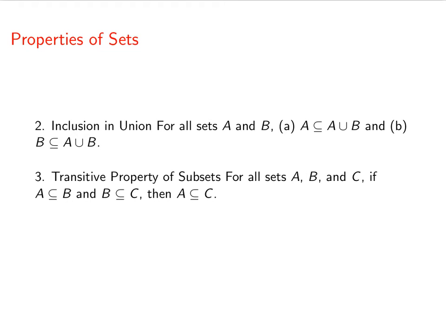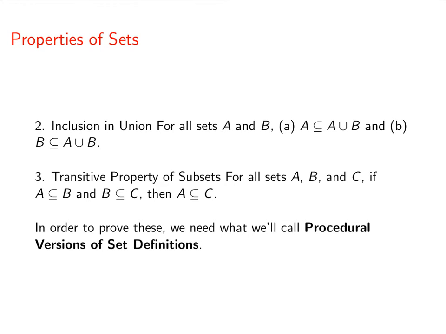Finally, we have a very important property. This is the transitive property of subsets. For all sets A, B, and C, if A is a subset of B and B is a subset of C, then it must be the case that A is a subset of C. Now these properties that we just went over, they're true of all sets, and we'll prove some of them.